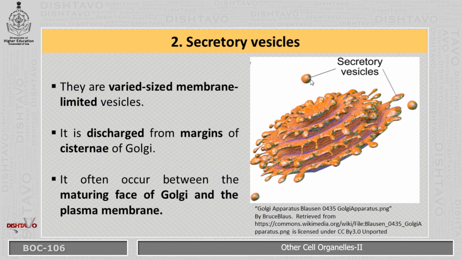They are varied-sized membrane-limited vesicles. They are discharged from the margin of the cisternae of Golgi. Now here if you see, there are stacks or parallelly arranged cisternae. One is a cisterna. Now from the margin, the structure is showing clearly, the vesicles are getting detached, and these vesicles are called secretory vesicles. They often occur between the maturing face of the Golgi and the plasma membrane.